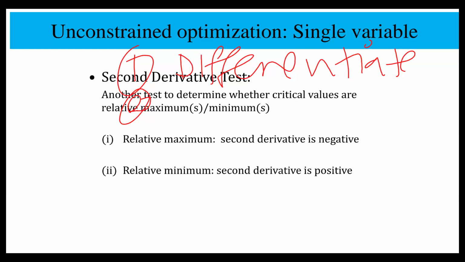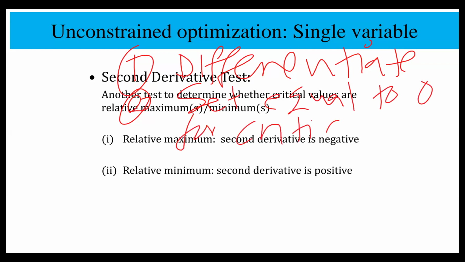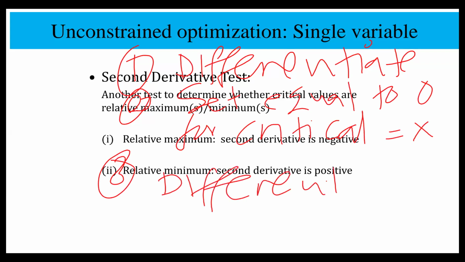So for x, set it equal to 0 and solve for what? For critical values. You're following, right? The critical values will be x values. Then number 3, when you find the values of x, you differentiate the function again. That is finding the second derivative, differentiating it for the second time.